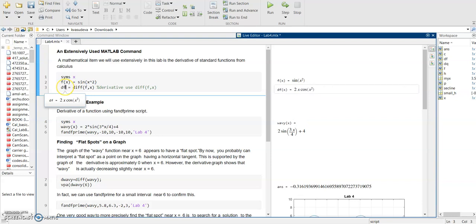Let's say df is the derivative of the function, that is equal to diff of, within parentheses you have to say f and x, where x is the variable with respect to which you are going to take the derivative. I'm going to take the derivative with respect to x, so I have x at the end. That is the command. We will use this command for most of our lab, so please note this.